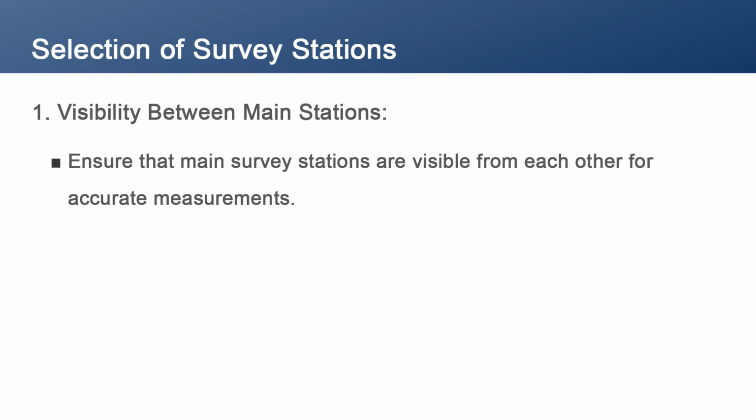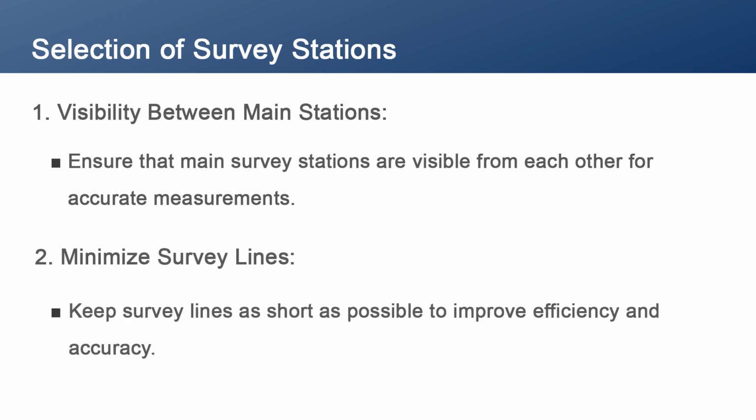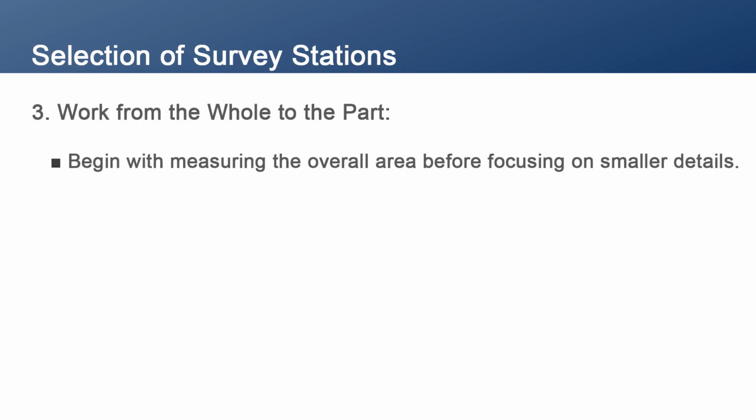If you can't see one station from another, it is like trying to play a game of hide and seek without knowing where everyone is. Minimize survey lines. It means if you are surveying a plot of land, you should keep your survey lines as short as possible. Next, work from the whole to the part. It means start by measuring the overall shape of the land, then work on the smaller details. It is like taking a wide angle photo first and then zooming in for close-ups.